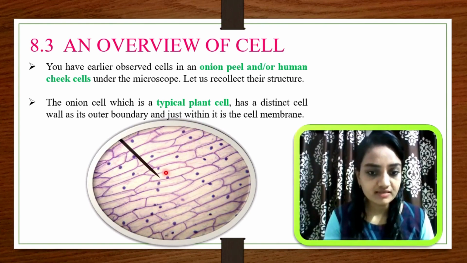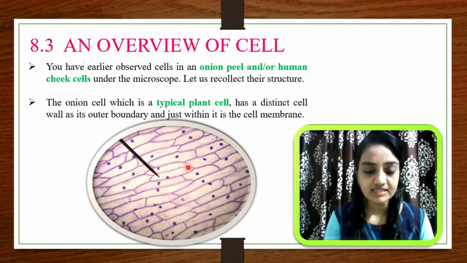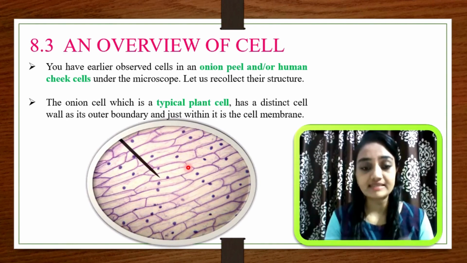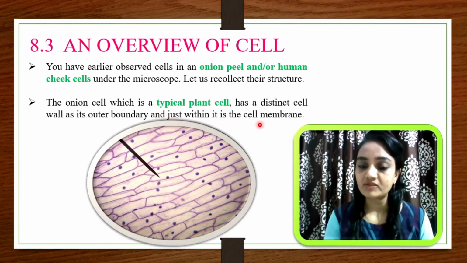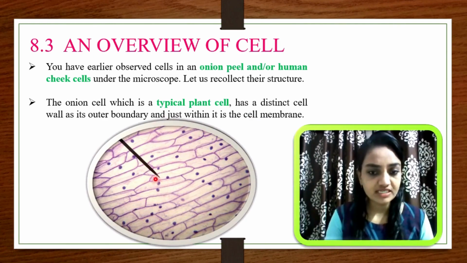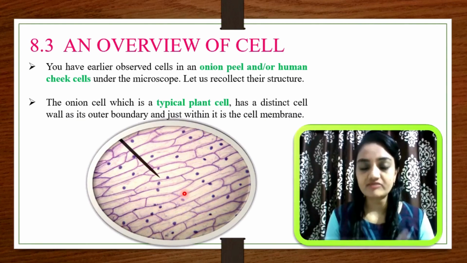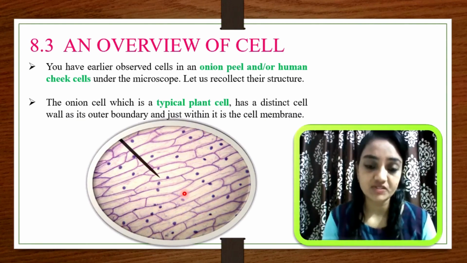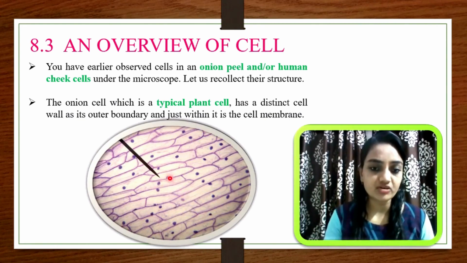This boundary surrounding the cell is considered the cell wall, and just within it is the cell membrane. But here you cannot see it clearly, because it requires some extra staining procedures. That's why in this slide you cannot observe that.